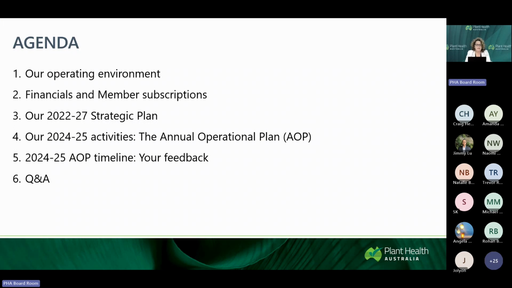The annual operational plan sets out the portfolio of work the PHA team will undertake in the next 12 months to support delivery of our strategic priorities in our 5-year strategic plan and provide value to our members. Today's webinar covers our operating environment and governance, company financials and member subscriptions, our 5-year strategic plan, our 2024-25 activities under the annual operational plan, and the AOP timeline for feedback.